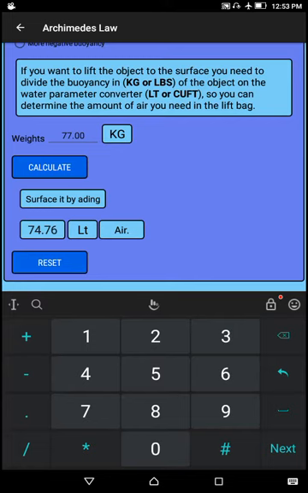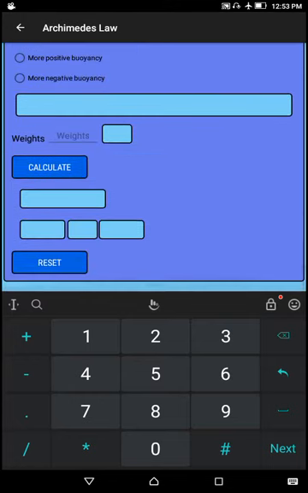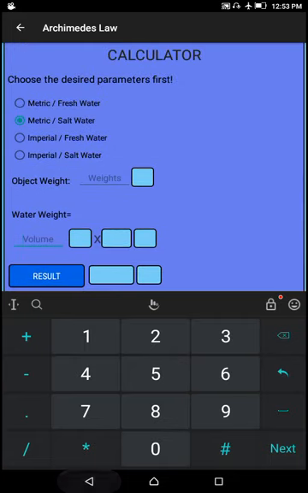For example, I would now like to do another question. I want to solve it. Reset. That will reset all the formula fields. Now we have it all empty.